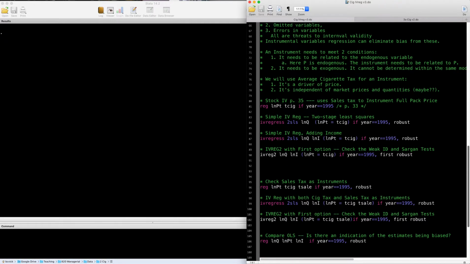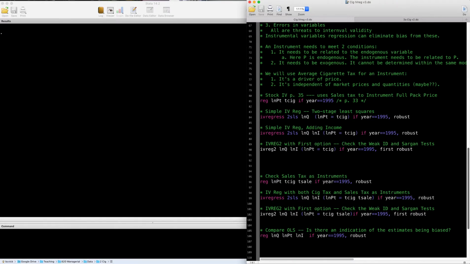So we go down here. Instrumental variables is essentially a two-stage process where the first stage tries to predict price based on our instruments. The second stage uses price to be the regressor, the explanatory variable, for quantity. So two regressions are essentially going on. Fortunately for us, Stata does both of these things at the same time with IV regress, two-stage least squares. So it essentially performs two regressions for us.